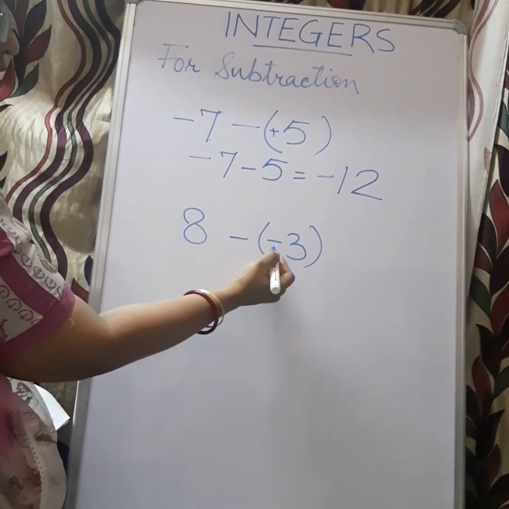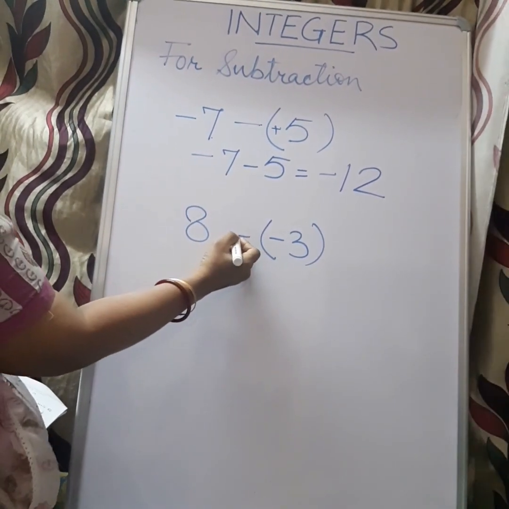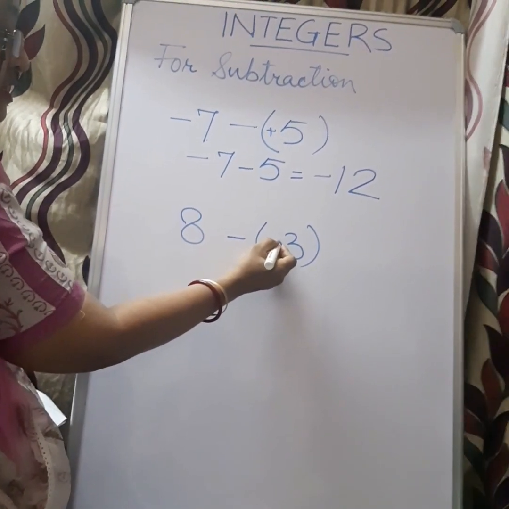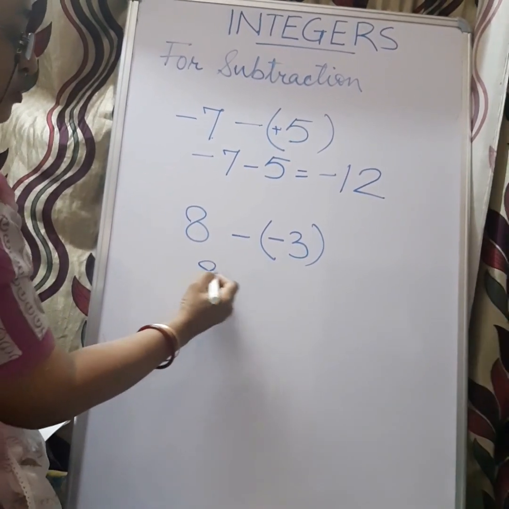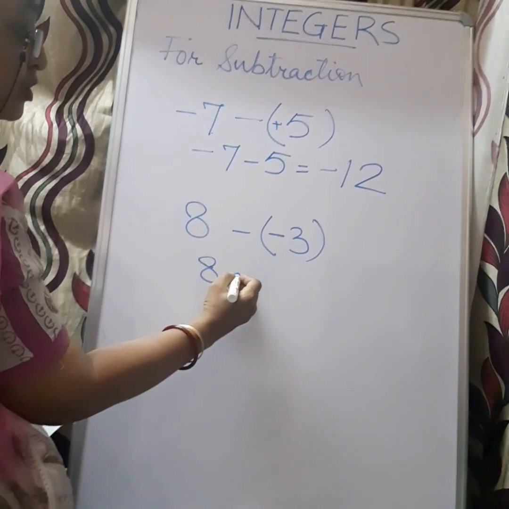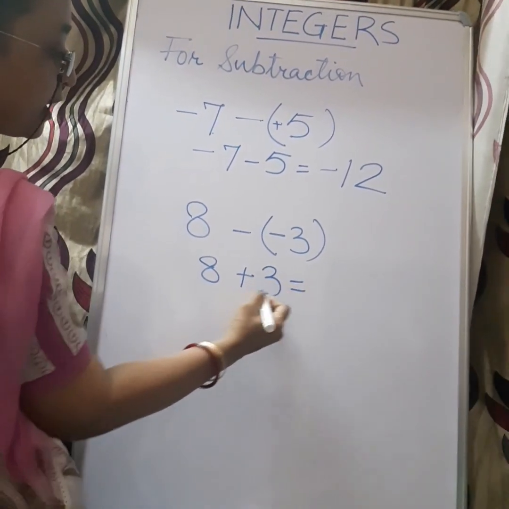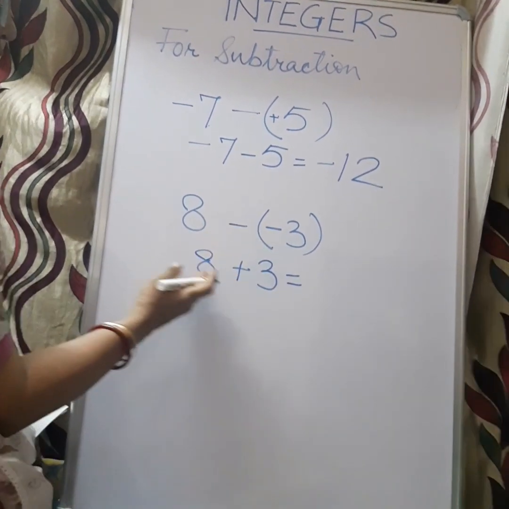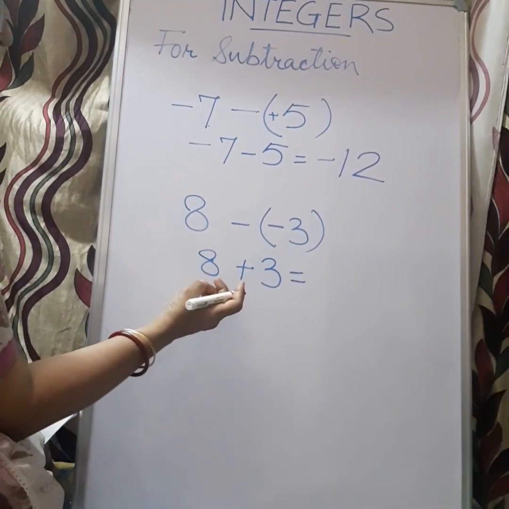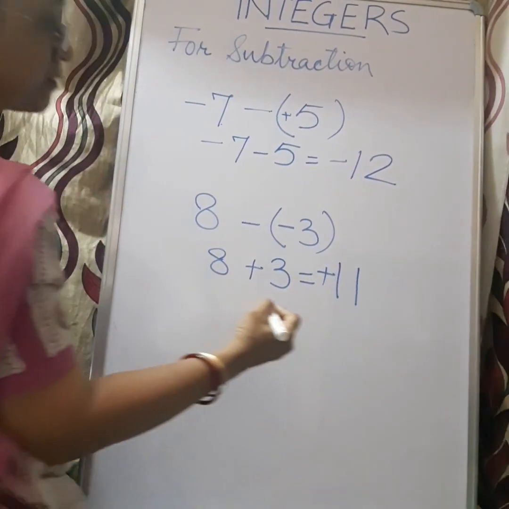Here again, 8 minus minus 3, that is minus 3 subtracted from 8. So there is a negative sign inside. So what we do is change the sign. We write the additive inverse of 3. So this will be plus 3, and when we have like signs, we will add. So it is plus 11.